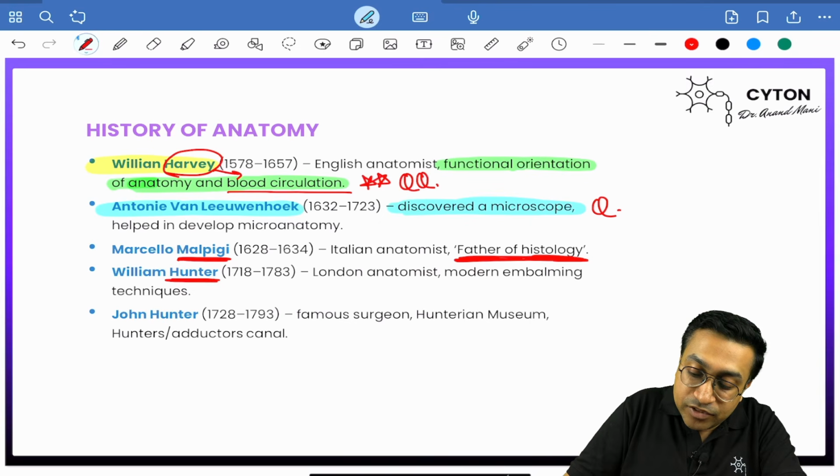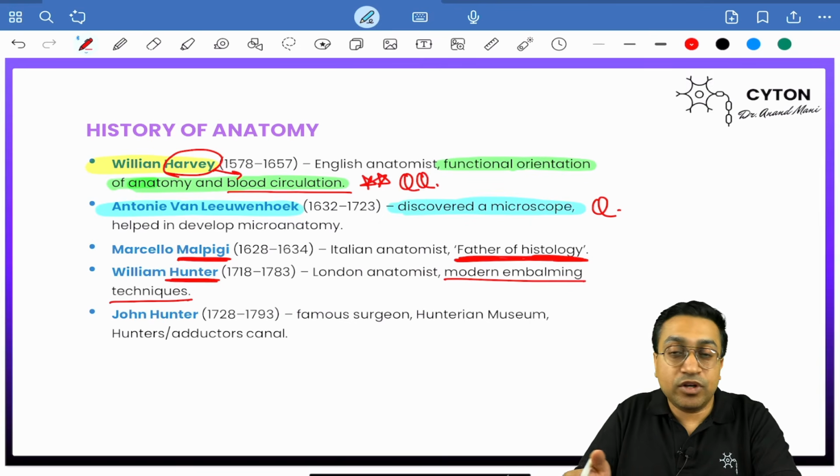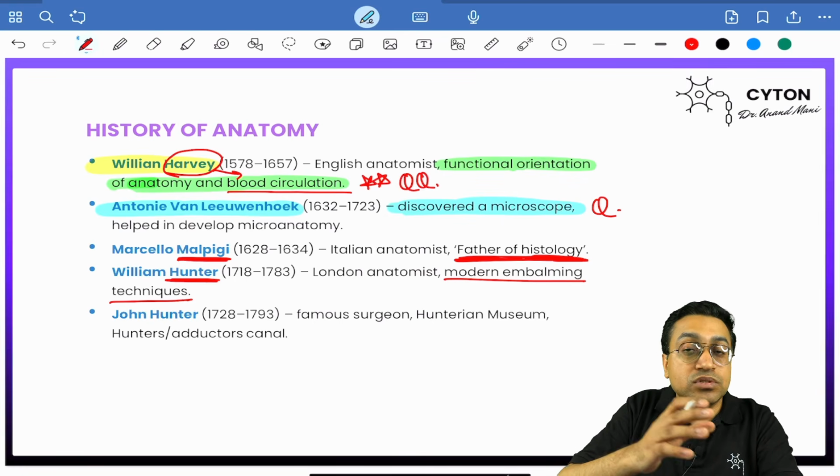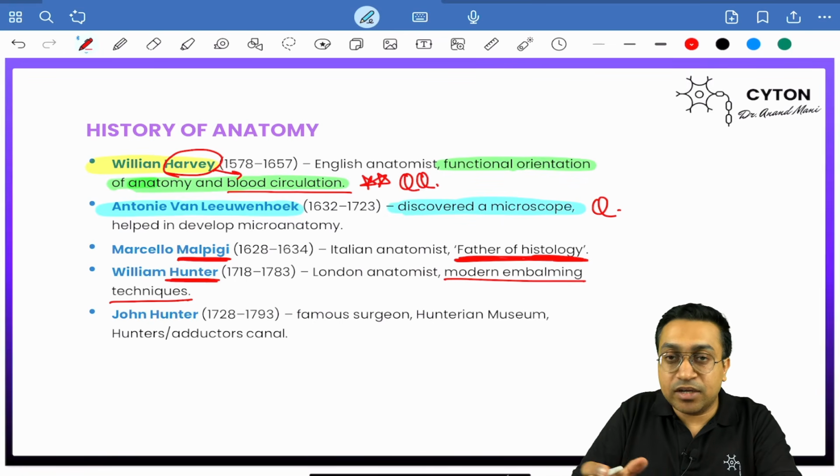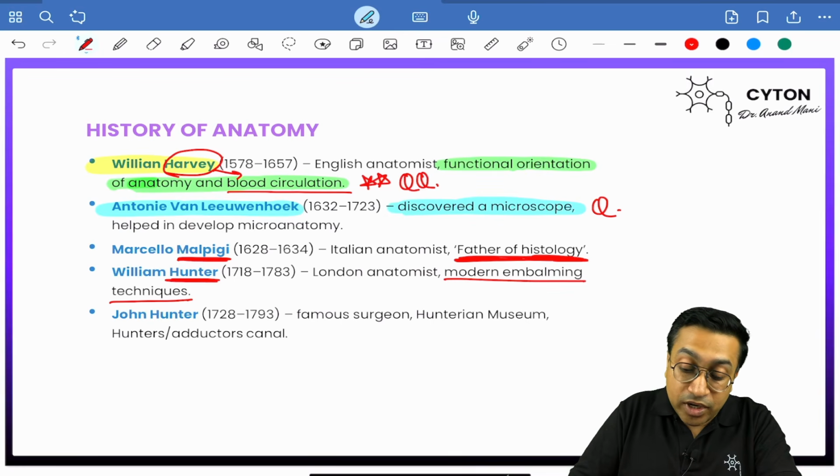Hunter, he gave the modern embalming techniques. So the body which you are going to dissect in your medical colleges undergoes a process that is known as embalming, that is a preservation method. So modern embalming techniques were given by this, okay.